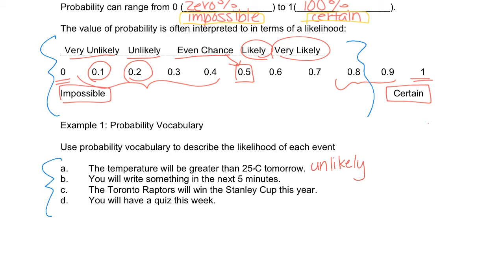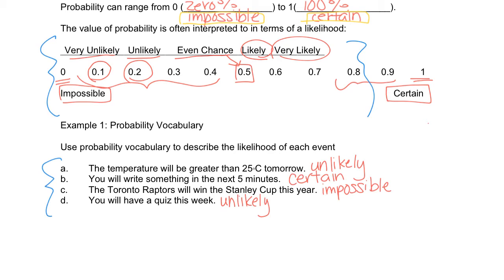For letter B, you will write something in the next 5 minutes. I would say that this is certain because you are going to be writing down the notes for this lesson. For C, the Toronto Raptors will win the Stanley Cup this year. This is impossible, because the Stanley Cup is for hockey, and we know the Toronto Raptors play basketball. You will have a quiz this week. Well, I don't really remember our quiz days, but I don't think so. However, you never know at the end of the week. So I'm going to write unlikely. But there is a small chance that maybe we could have a quiz this week.